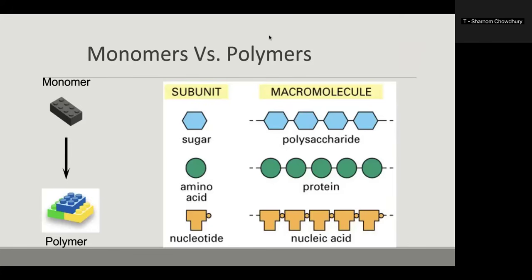So in order to make up a polymer, you need a monomer. A monomer is just a single building block. So monomers are building blocks of macromolecular polymers, such as sugars, amino acids, and nucleotides. And then these monomers combine with other monomers to make up a polymer, which is the macromolecular form. So sugars can combine with other sugars to create a polysaccharide. Amino acids combine with other amino acids to make proteins, nucleotides to make nucleic acids.